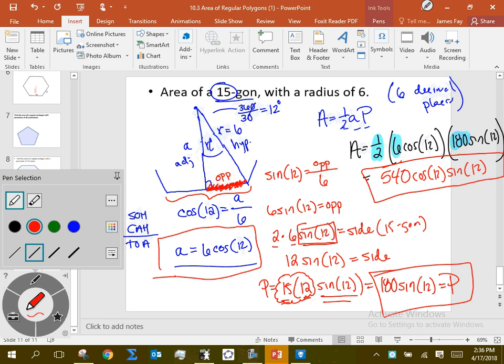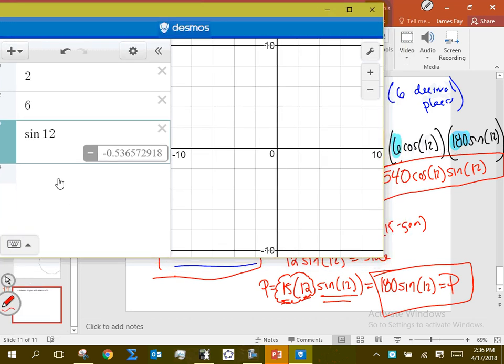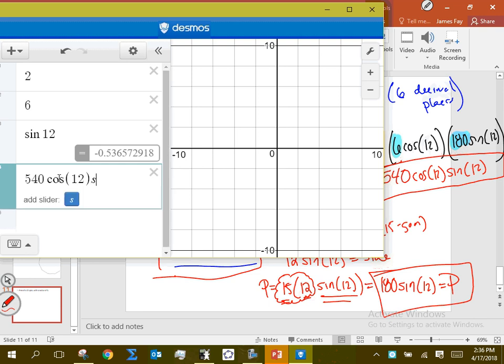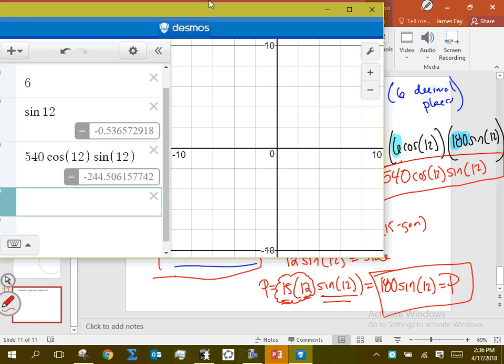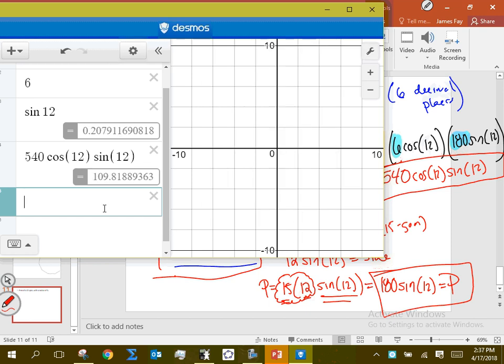Now, like I said in the past, maybe I want to go out to 6 decimal places. Well, now I have that exact answer. I should be able to do that pretty easily. I should be able to write 540 cosine 12 sine 12. Now, it's giving me a negative value because I'm in radians and you go degrees. So 109.81889363. I'm confident up into that 6 of what the exact answer at any decimal is. Does that make sense to everybody?